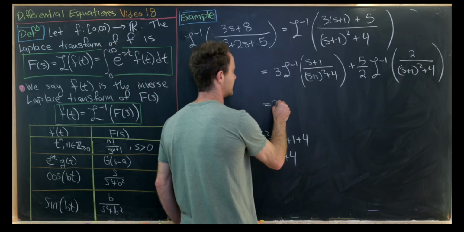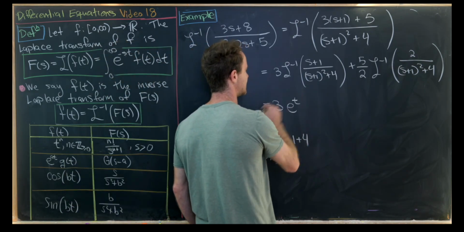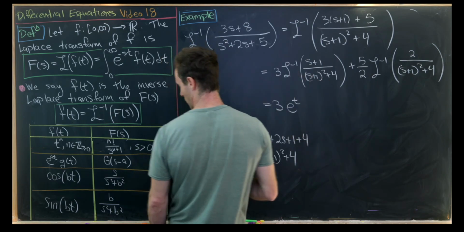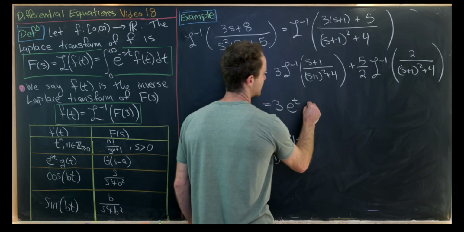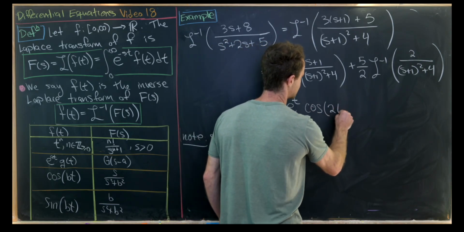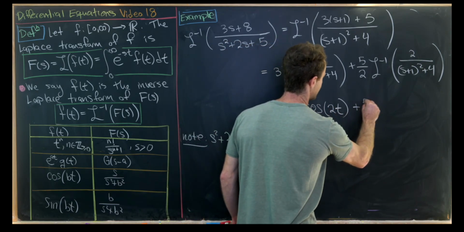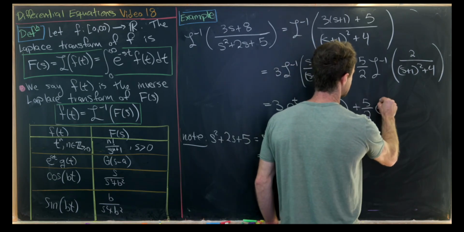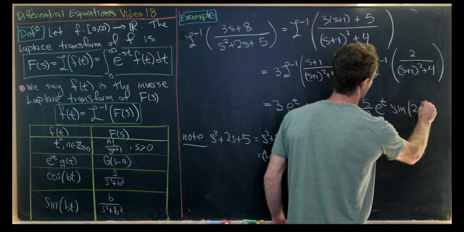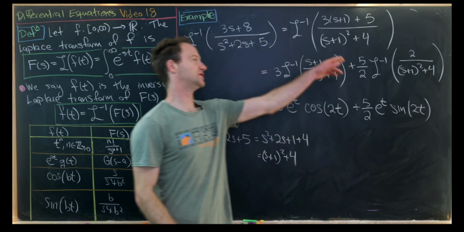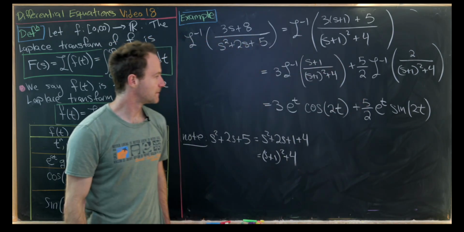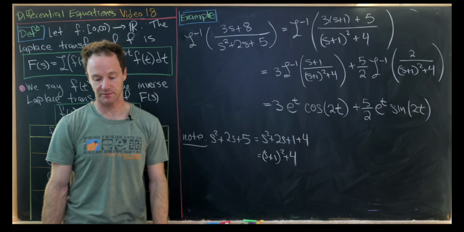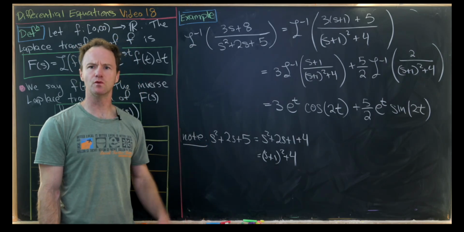So notice this is going to be 3 e to the minus t, and then that's either sine or cosine. Let's see, it's got the variable on top, so that means it's cosine. So this is going to be cosine of 2t. And then here will be 5 halves e to the minus t, and then we'll have the sine of 2t. There we do not have the variable up top, so it's the sine function. Okay, and that would be our inverse Laplace transform. Okay, let's do one more example.